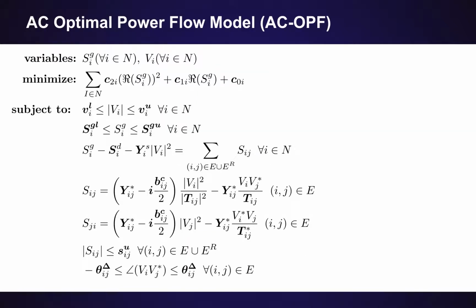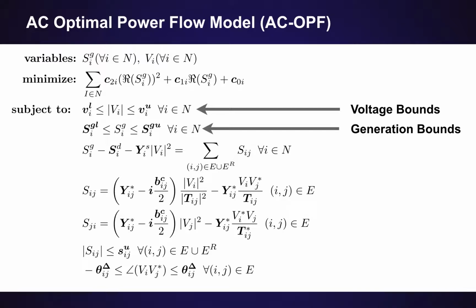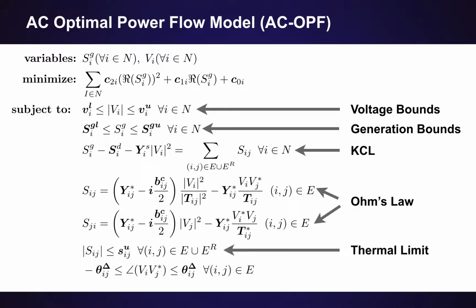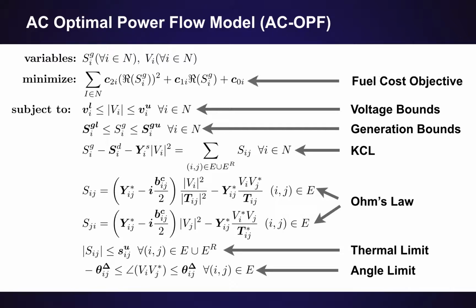So taking all those equations and all that data together, we can now state what the optimal power flow problem is. So here's a mathematical program, which is modeling the AC-OPF problem. So I'll just walk through each of these. This models the voltage bounds on the variables. This models the generator bounds. This models Kirchhoff's current law. Here's Ohm's law on the lines. We have our thermal limit for flow on the edges, and then our angle limit for flow across the edges. This is the fuel cost objective function, and that's the complete AC-OPF model.